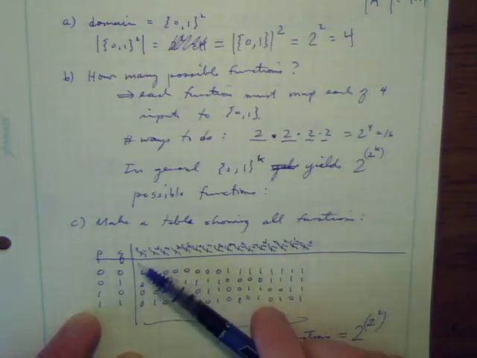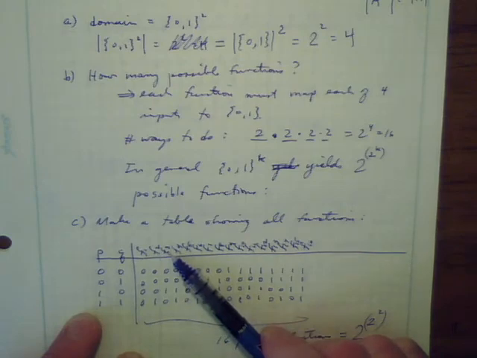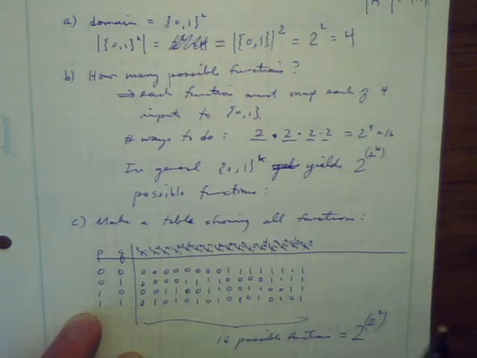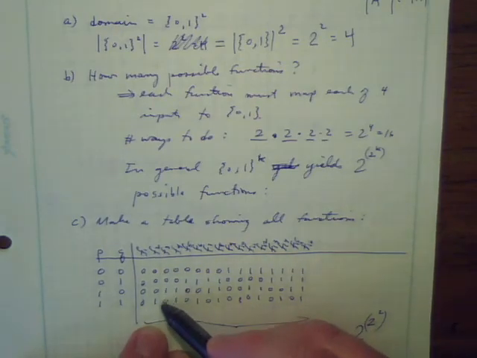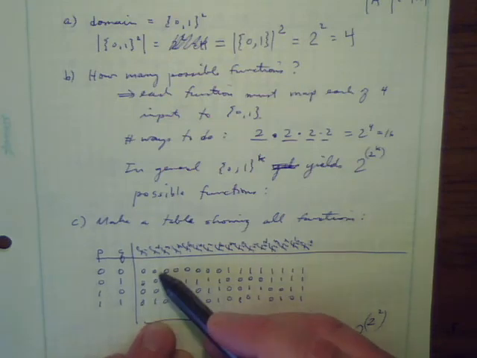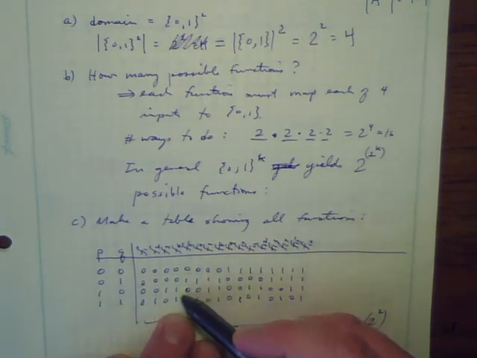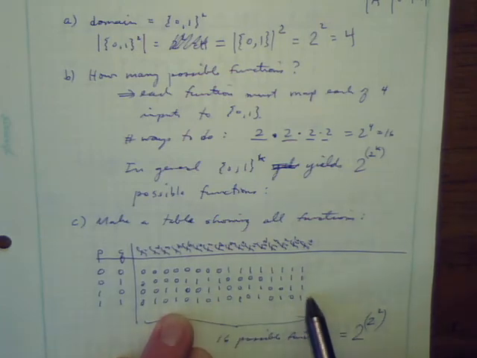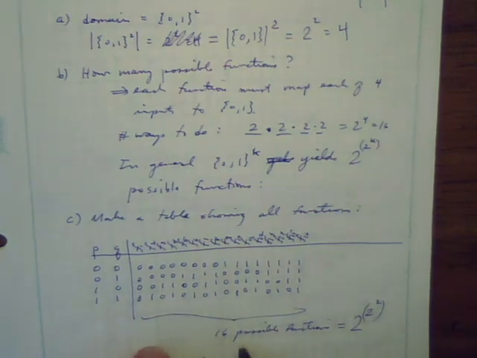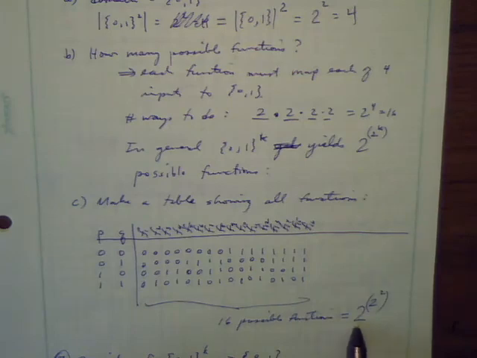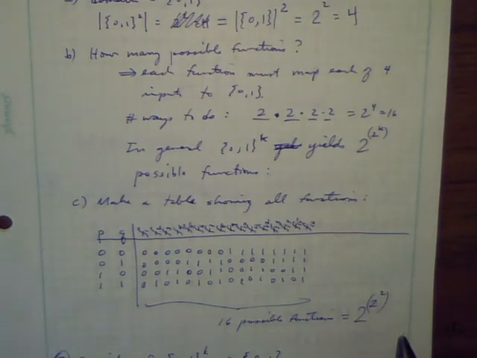And so what I've done here is labeled function 1, function 2, function 3, and basically I did binary counting. 4 zeros, 3 zeros and a 1, 0010, 0011, all the way up to 1111. And that's all 16 possible functions, and that's 2 to the 2 to the 2.